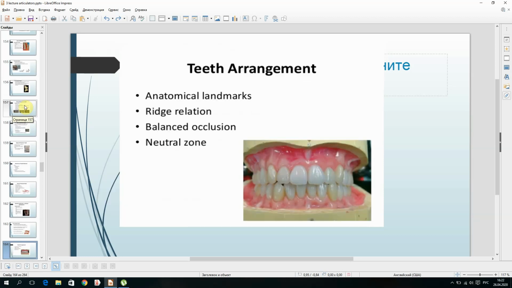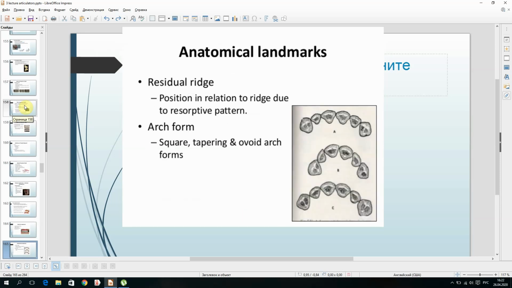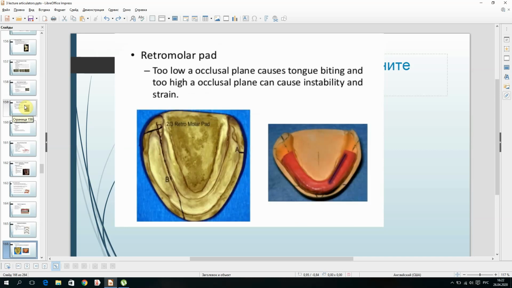Teeth arrangement: anatomical landmarks, ridge relation, balanced occlusion, neutral zone. Anatomical landmarks: residual ridge, position in relation to ridge due to resorptive pattern, arch form, square, tapering, and ovoid arch forms. Retromolar pad: too low an occlusal plane causes tongue biting, and too high an occlusal plane can cause instability and strain.